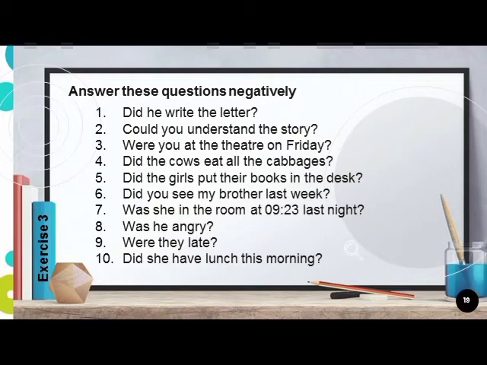7. Was she in the room at 9:23 last night? The answer: no, she wasn't in the room at 9:23 last night. Or, no, she wasn't. 8. Was he angry? The answer: no, he wasn't angry. Or, no, he wasn't. 9. Were they late? The answer: no, they weren't late. Or, no, they weren't.